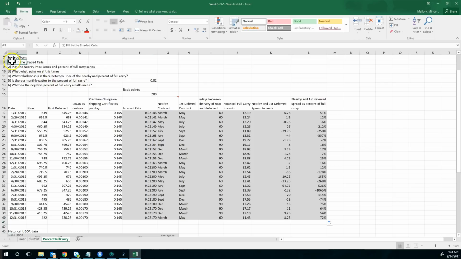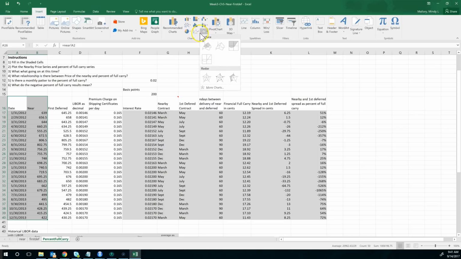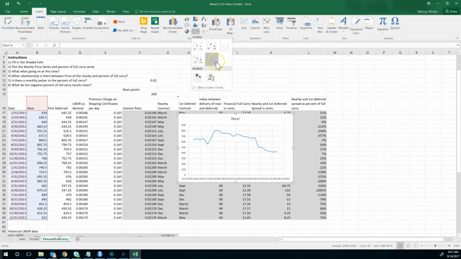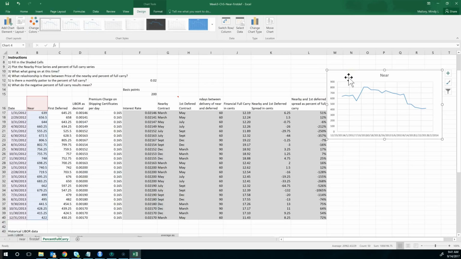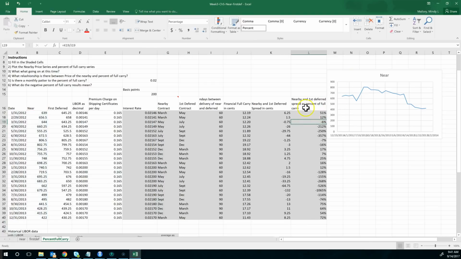We've got some interpretations. Now we're going to plot both the nearby series so that we have a sense of what's going on with price volatility. And then in a second plot, I want us to plot the percent of full carry series. So we're going to plot this series with dates on the x-axis and this series with dates on the x-axis. So let's do it. I'm going to select this style chart, and before I adjust the size of that, let me just go ahead and get this chart created.